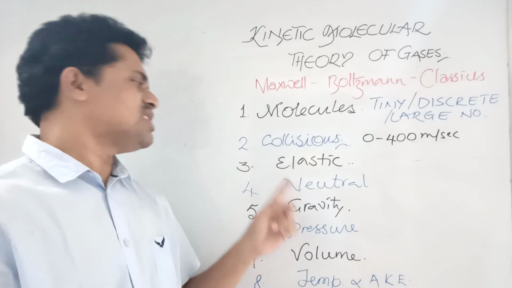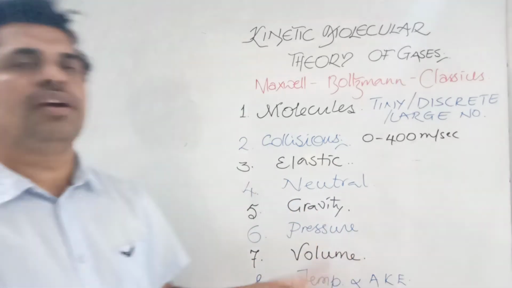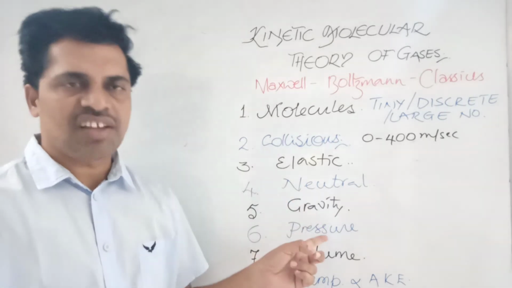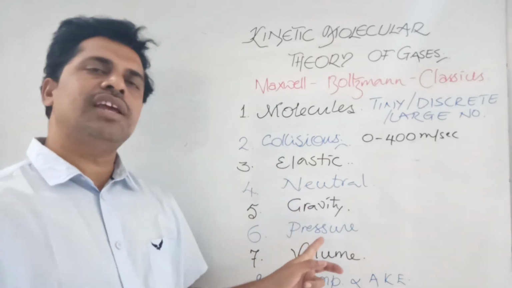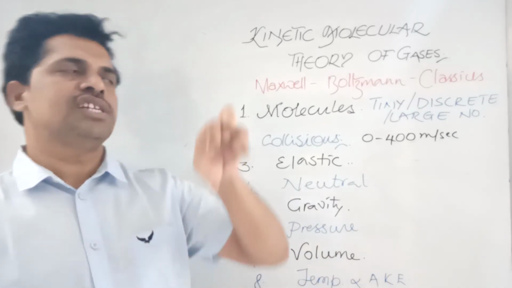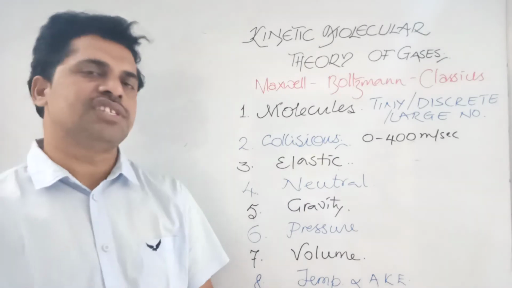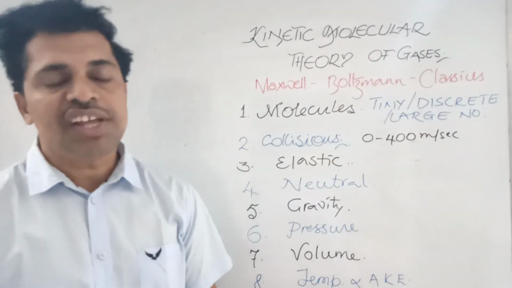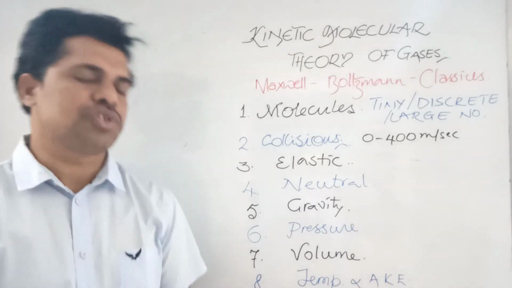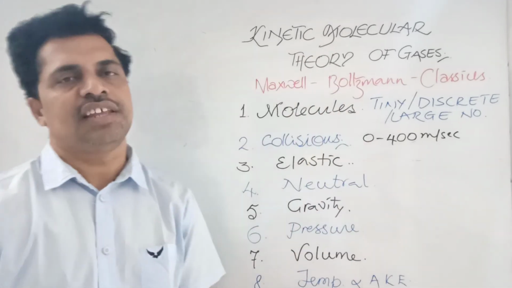The molecules are perfectly neutral, so no attractions, no repulsions among them, and there is no effect of gravity on molecules or molecular motion. The pressure of the gaseous molecules is due to the molecular collisions made on the walls of the container. The original volume of the gaseous molecules is negligible when you compare with the total volume of the gas. And average kinetic energy is directly proportional to temperature. These are the important postulates of kinetic molecular theory of gases.